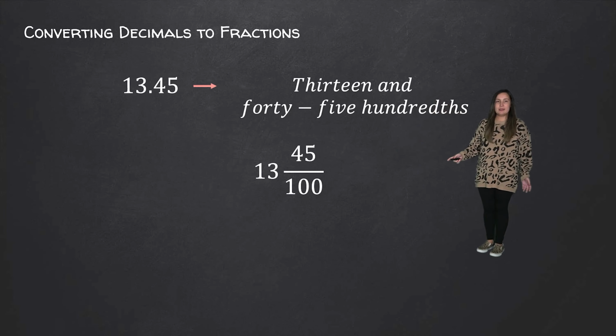Now, we can simplify this fraction if we divide the numerator and the denominator by 5. 45 divided by 5 is equal to 9, and 100 divided by 5 is equal to 20. So 13 and 45 hundredths is equal to 13 and 9 over 20.